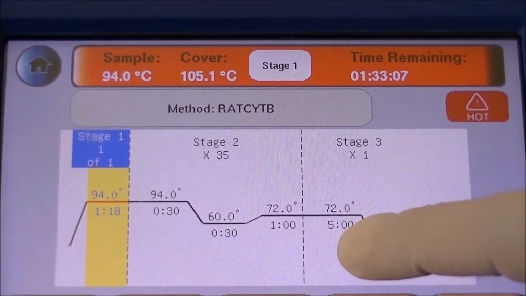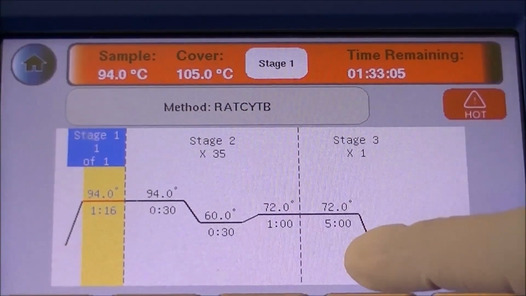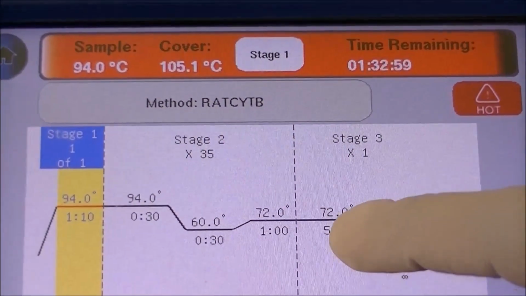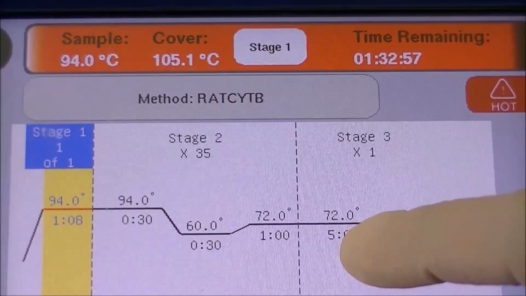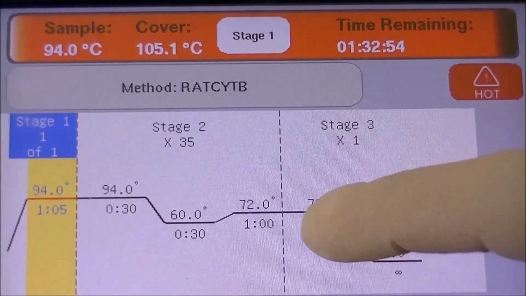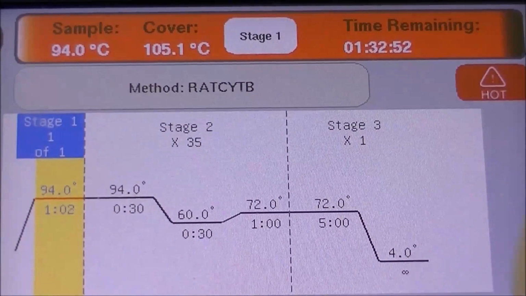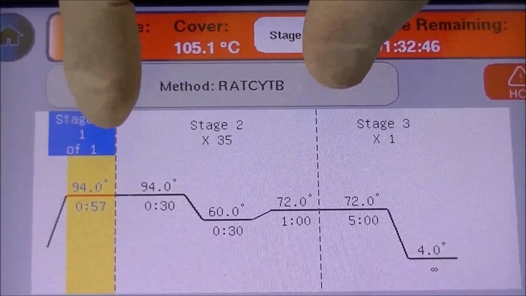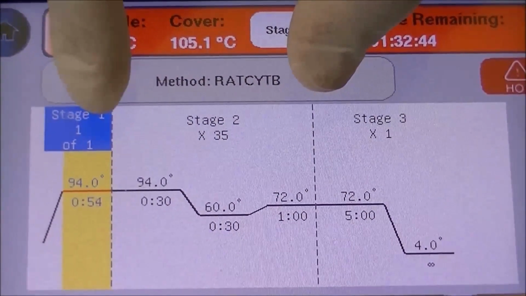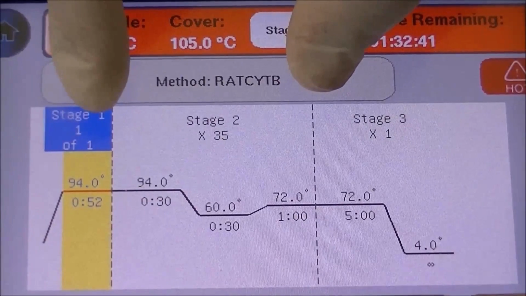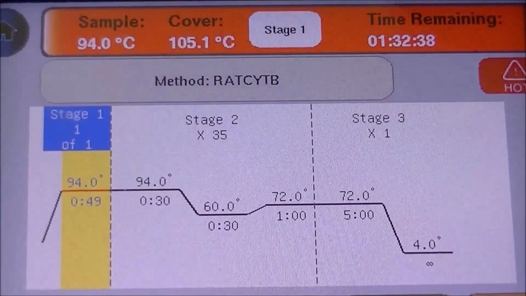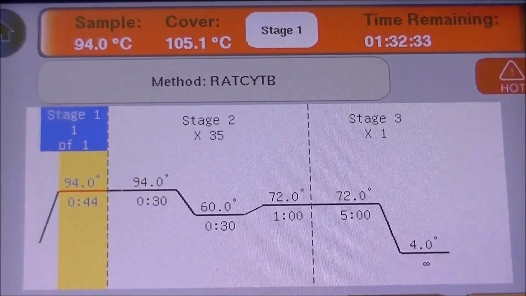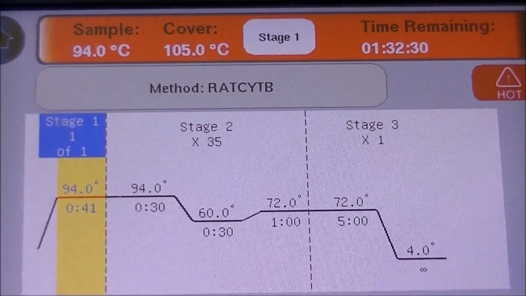Finally, at stage 3, the temperature is 72 degrees again, and it will hold for a period of 5 minutes for the final extension step. If you look carefully, during stage 2, these three steps are going to be alternated or cycled about 35 times again and again. During this cycling process, our DNA template inside our sample tubes is going to be amplified millions of times.